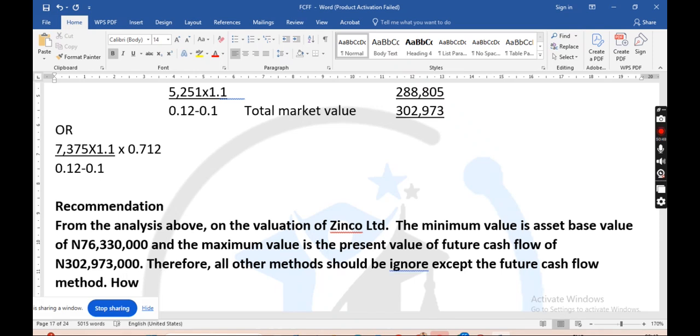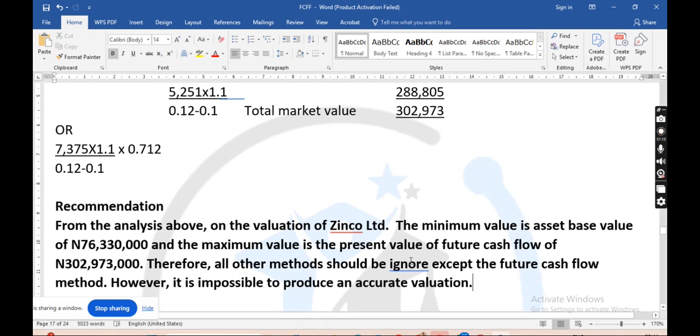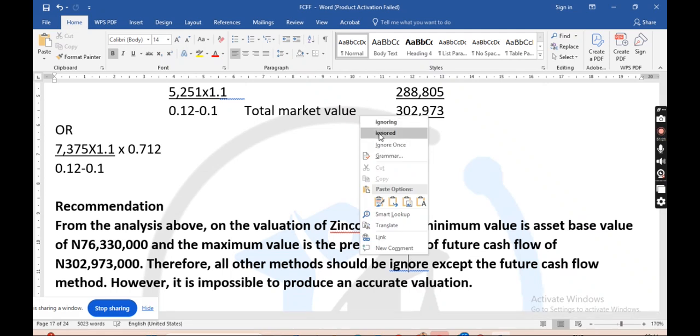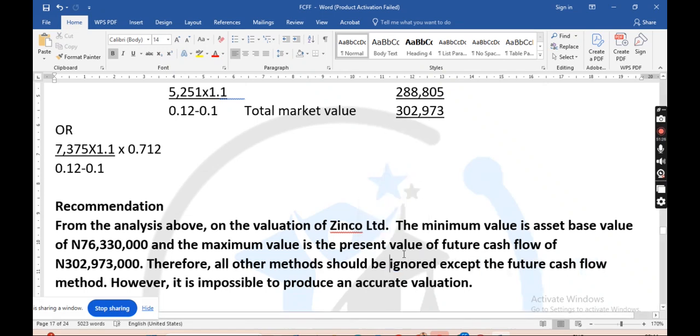However, it is impossible to produce an accurate valuation. That's all. Should be ignored, right? We have to ignore all other methods. And this is all about it.